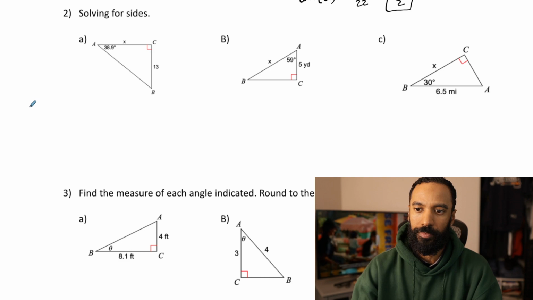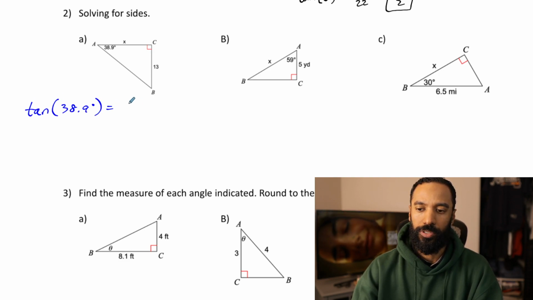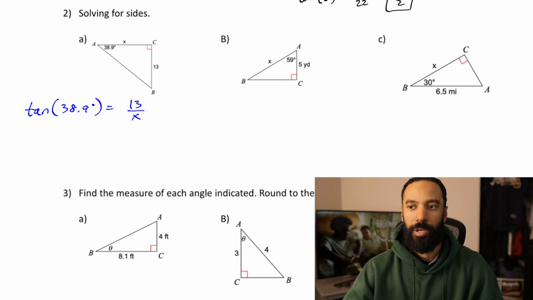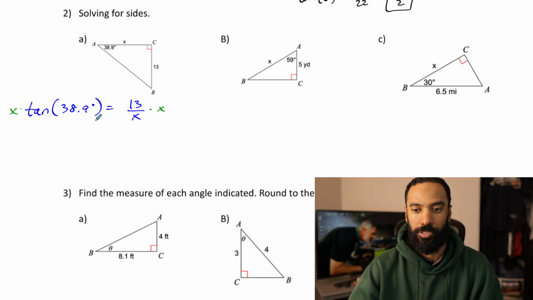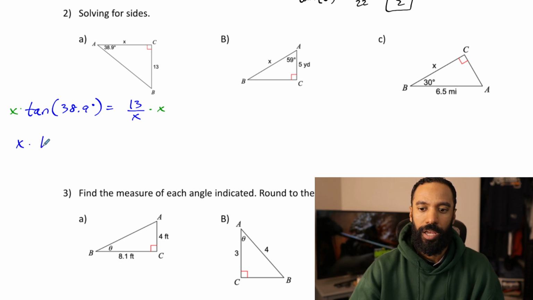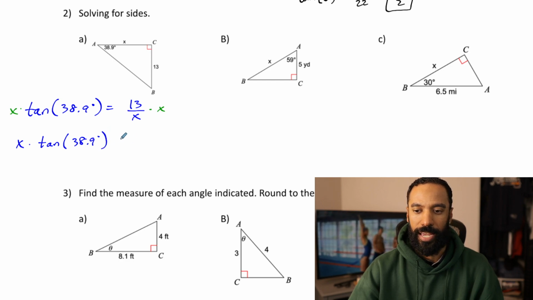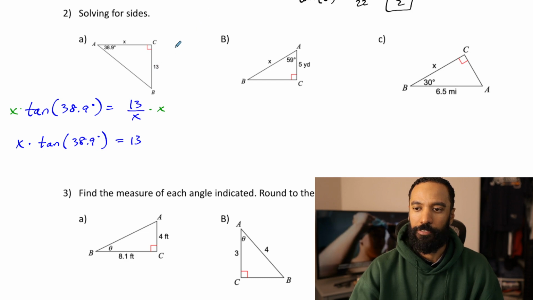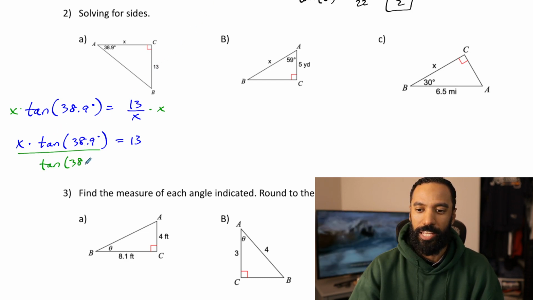Here's our setup. The tangent of our angle equals opposite over adjacent, 13 over x. Now, there's a two-step process in getting x by itself. You'll see me do this very fast in other problems. I'll say it this first time, and then I'll show you what to do after. So first you multiply both sides by x because you have to get x out of the denominator. That's x times the tangent of this equals 13. And then to solve for x, you have to divide both sides by tangent of 38.9.